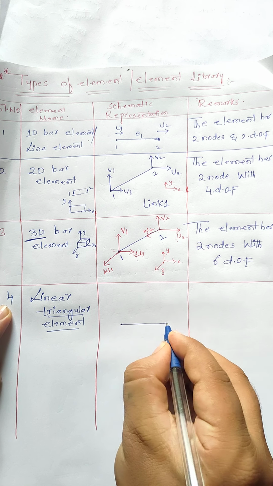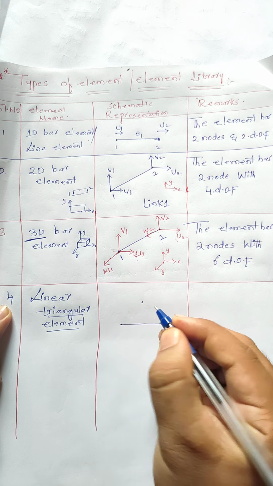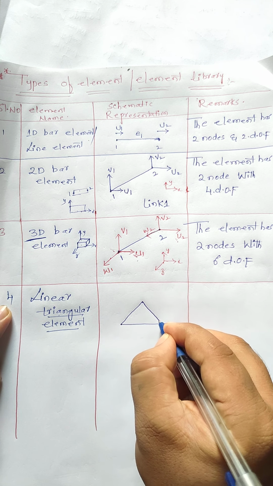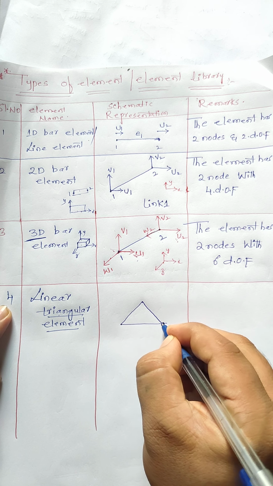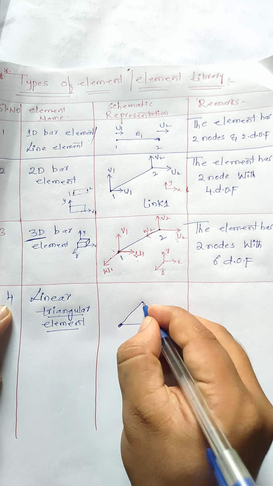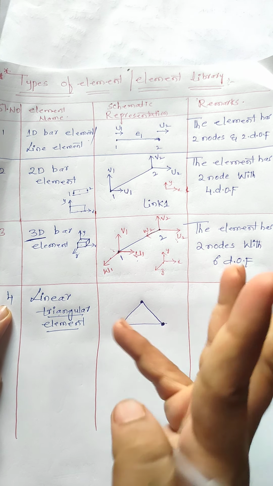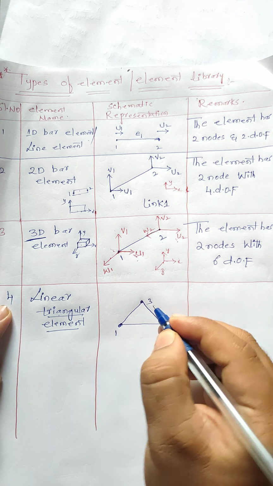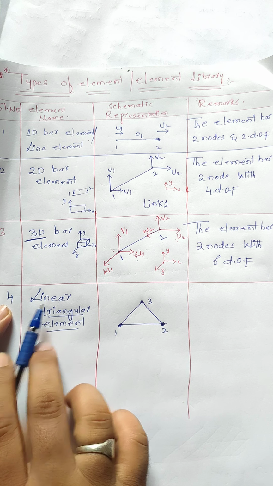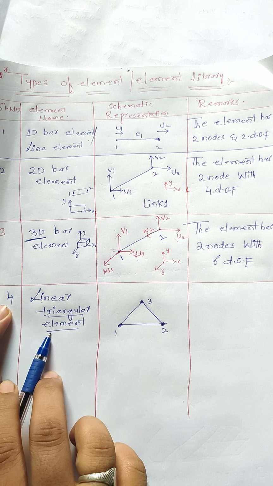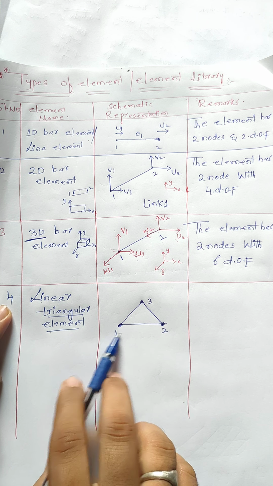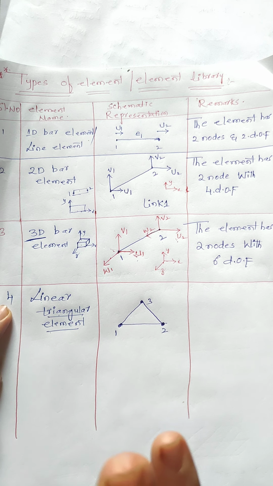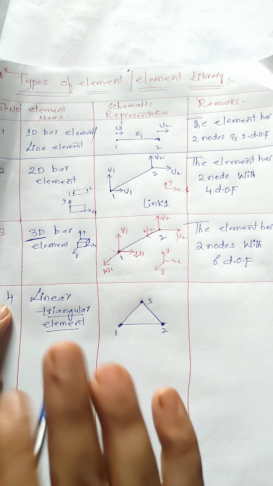Let us see, this is my triangular element. This is the first node, second node and third node. How many nodes here? Total 3 nodes. We are talking about the linear triangular element. On each node, how many degrees of freedom are acting in total here? Total 6 degrees of freedom are acting.